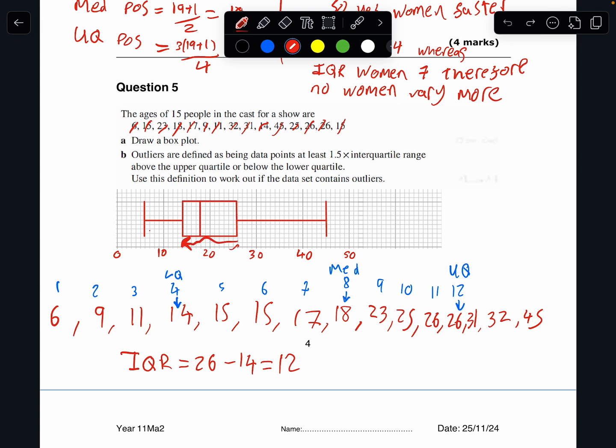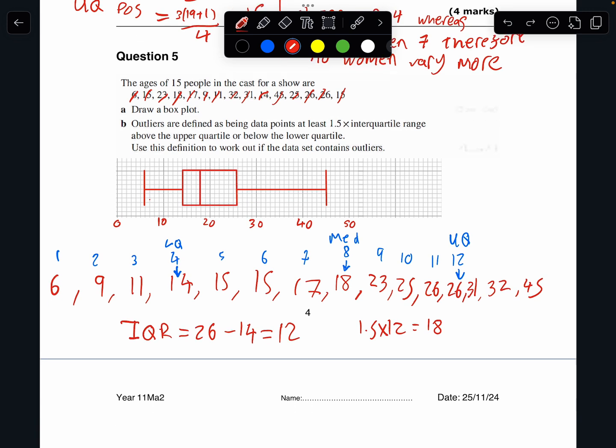From there to there. So 1.5 times that, 1.5 times 12 is equal to 18. So I can either be 18 below the lower quartile, so either 18 below here. That gets me into the negative, so let's not consider that. Or I'm not allowed to be more than 18 above the upper quartile. So 18 above 26, so 26 plus 18, that gets me 44.